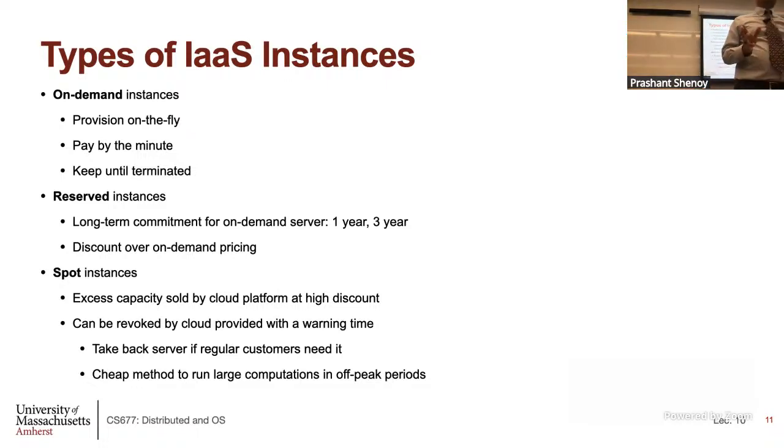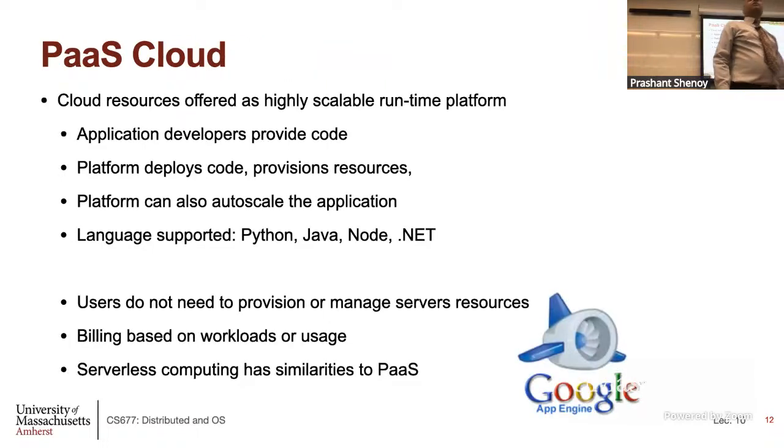So it is useful for certain types of workloads, and you can then get the work done for a much, much cheaper price. All right. So those are spot instances. So you have these 3 flavors of servers you can get. So as you can see, there are all these permutations that you got to think about. Okay. So next up is platform as a service cloud.